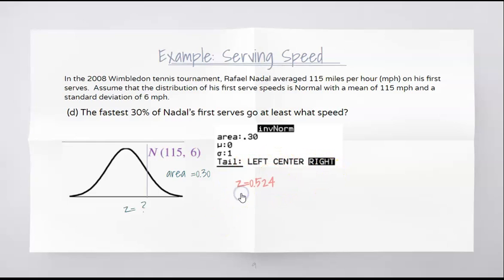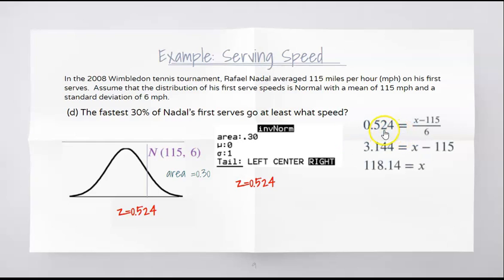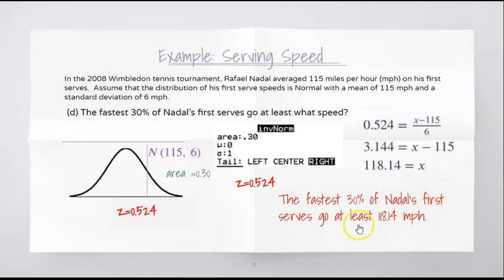Now, that being said, I calculate a z-score of 0.524. That should make sense. It should be a positive value and above the mean. Now, I have to use that z-score to calculate the speed. Using my z-score formula, there's my z-score. It is the observation minus the mean divided by the standard deviation. Then I'm going to use algebra just to solve this. Multiply both sides by 6, get rid of the fraction, there it is, and then I'm going to solve for x. The final answer would be that the fastest 30% of Nadal's first serves go at least 118.14 miles per hour. So you want to correctly interpret.